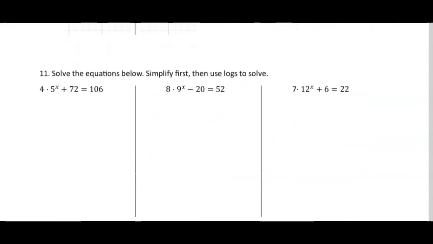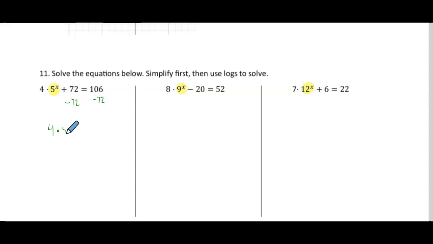All right, number 11 has 3 parts to it. They're all going to work the same. So I want to simplify first and then use logs to solve. So hopefully you can recall back to when we were doing logs. You have to find the part with the exponent, and you have to get that part by itself. That's the way you set up for the simplify step. So I need to decide how to undo this part around this yellow section, and I need to do the thing farthest away first. So I need to subtract 72 and rewrite it.